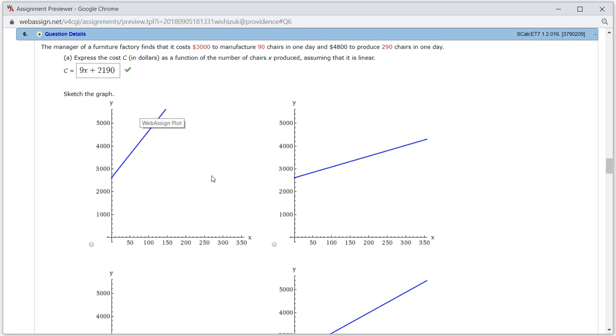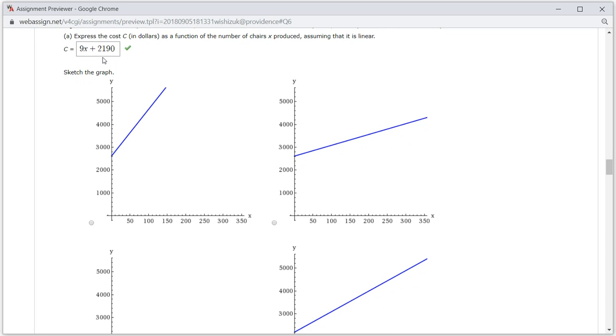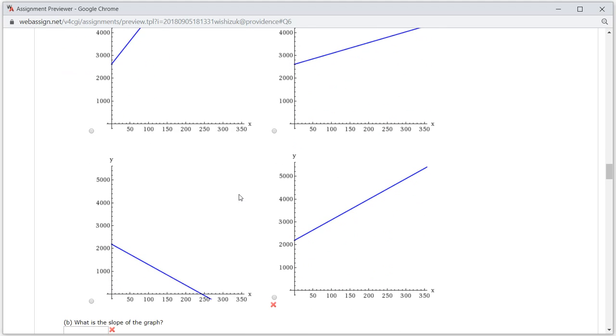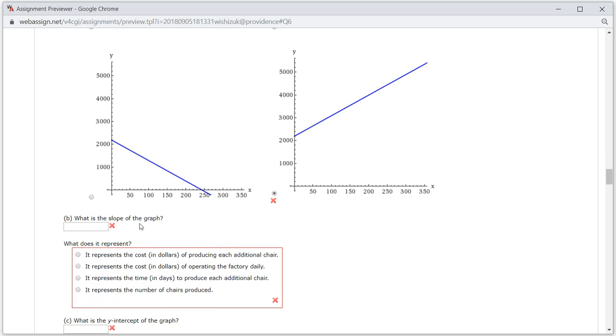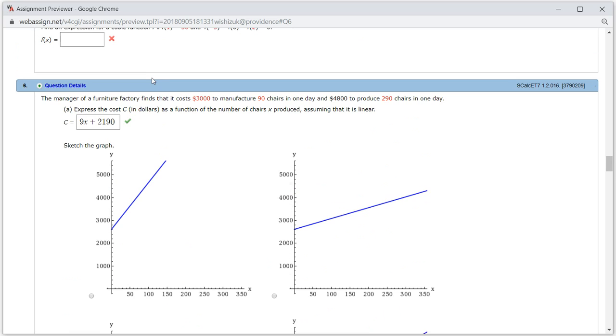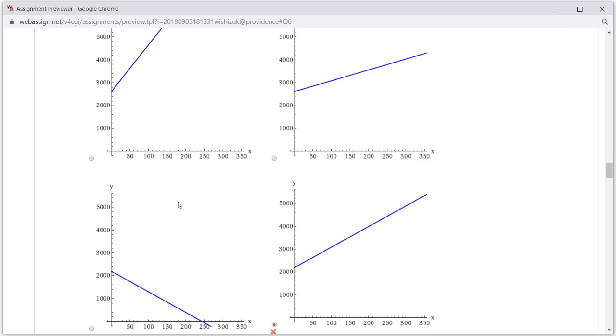Now let's find the graph. The y-intercept, or c-intercept I should say, is 2190. So this is not it, and that's not it. This looks right, and this looks okay, but this one has a negative slope and this one has a positive slope, so this should be the right answer. And then what is the slope of the graph? Of course it's 9, because we have 9x. So slope is 9.